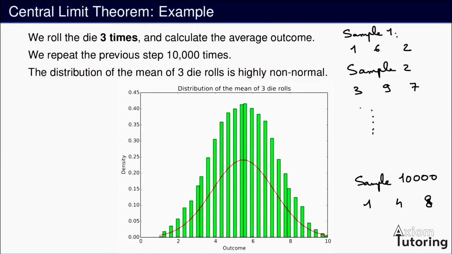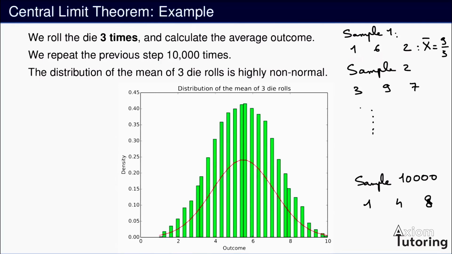And so if I take the first sample, that means my x bar is equal to 9 divided by 3. So the 9 is because we get 6 plus 2 plus 1 divided by 3.